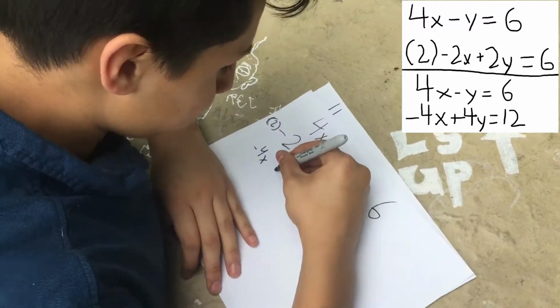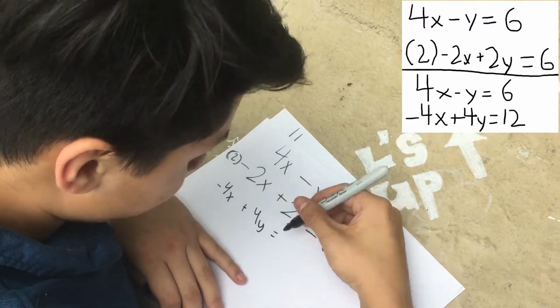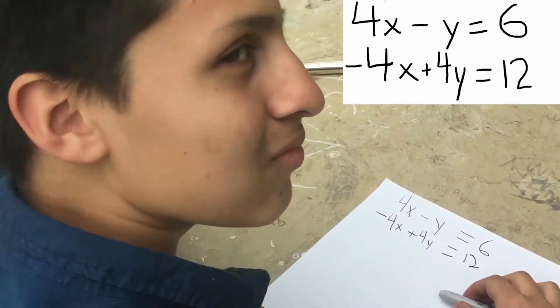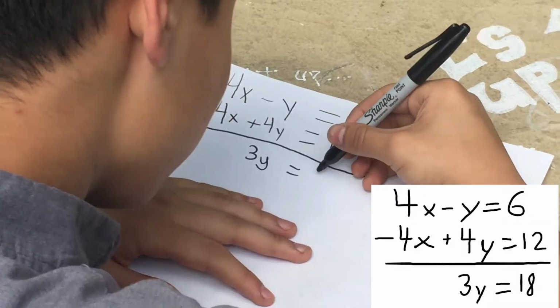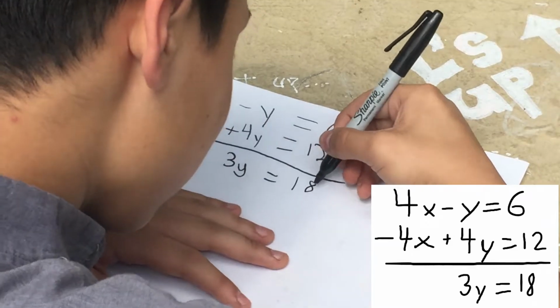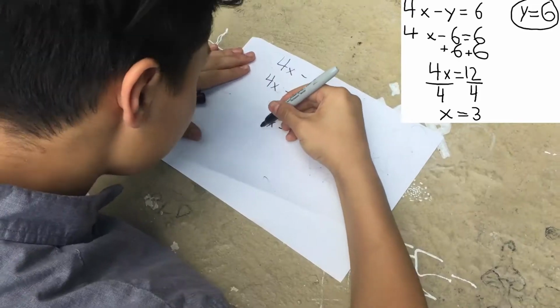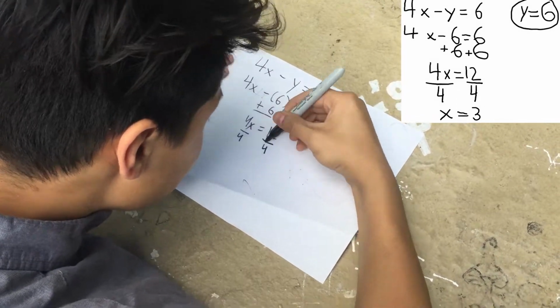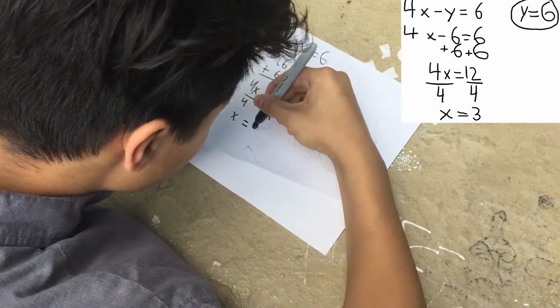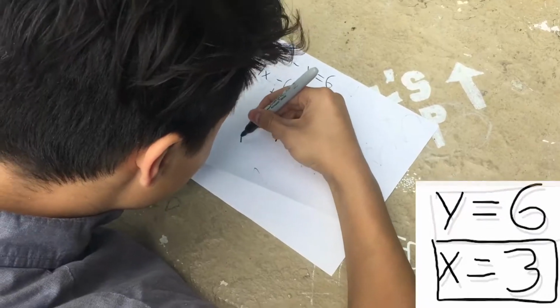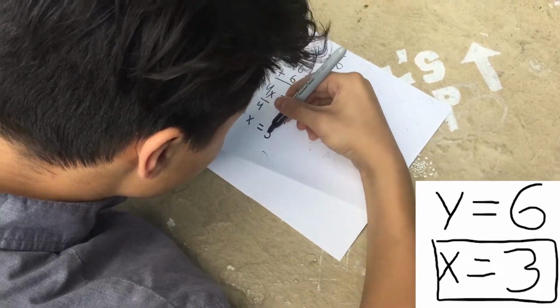Just multiply this equation real quickly. You can see it's easy. Eliminate and divide and substitute, and you'll find the y value, the x value.